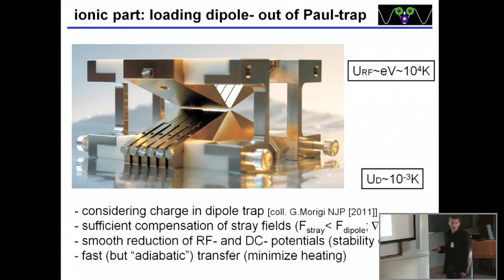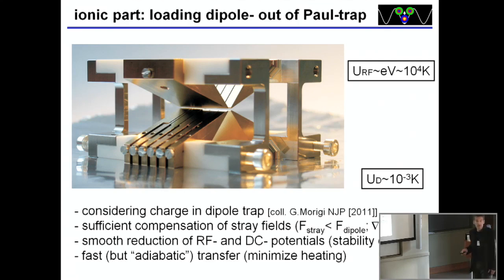So we would still have to win in this stray field compensation. For the optical trapping, we should be fine right now. Then there are other effects that I want to discuss. So I would just stop with these effects and talk briefly about these two, the smooth reduction of the RF and the DC potentials.